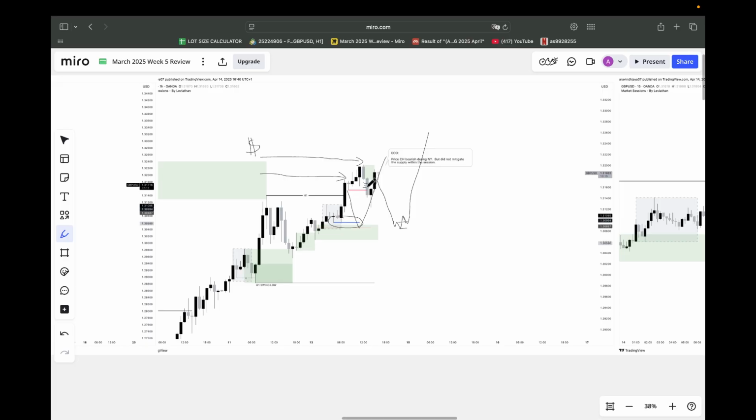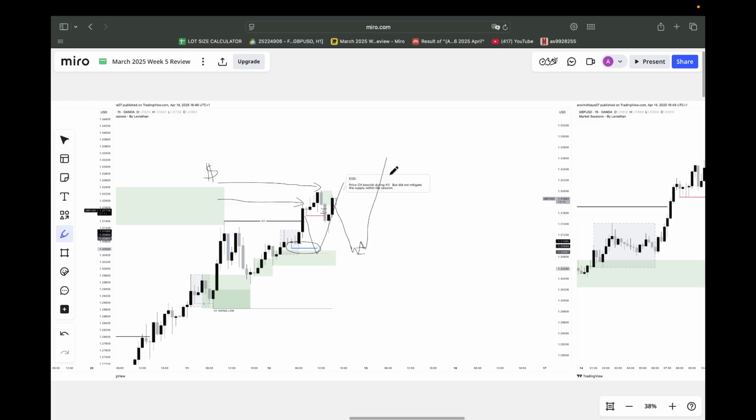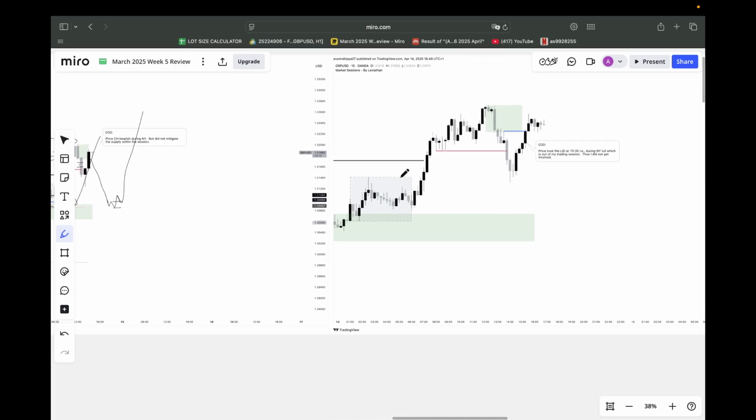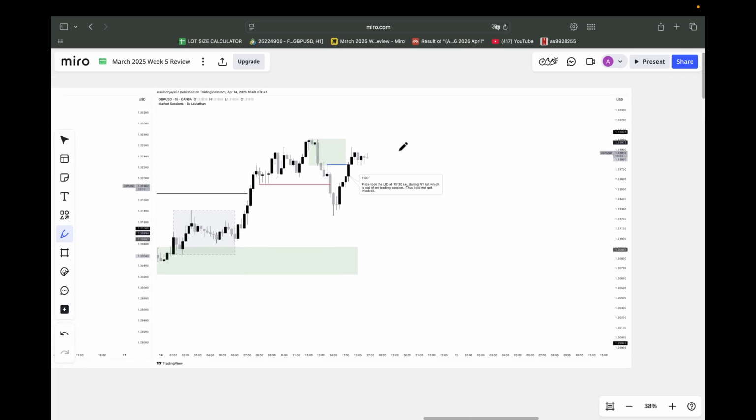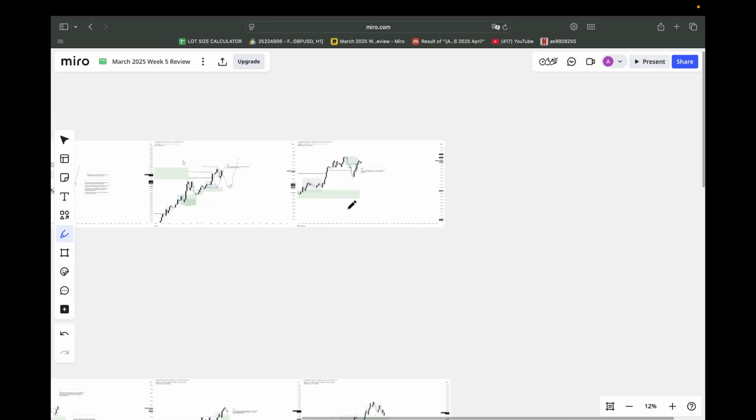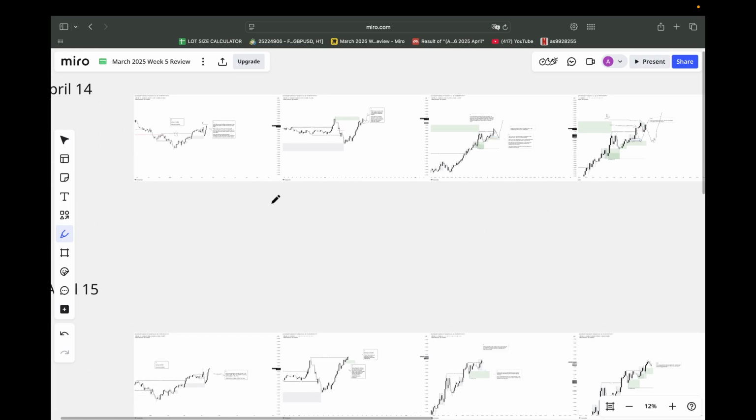But the thing here is that price mitigated this POI only during the New York lull period, which I usually don't trade. I just want to show you. LC1 actually played out, so I could have taken entry, but here is the 3 p.m. candle. My session ends at this candle. I got this opportunity at 3:30, which I don't like to trade. So that's it for April 14.